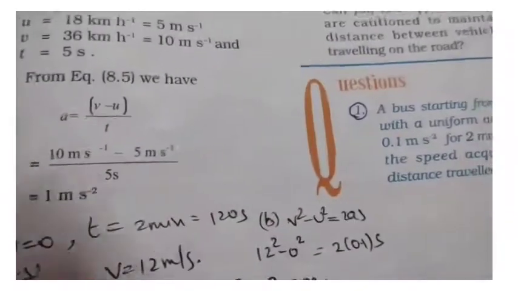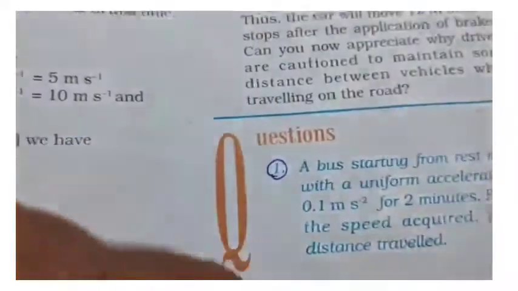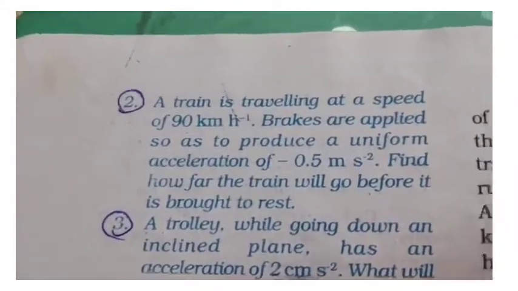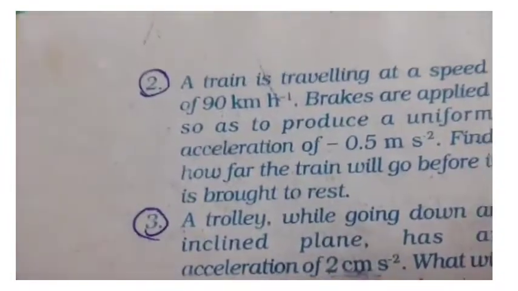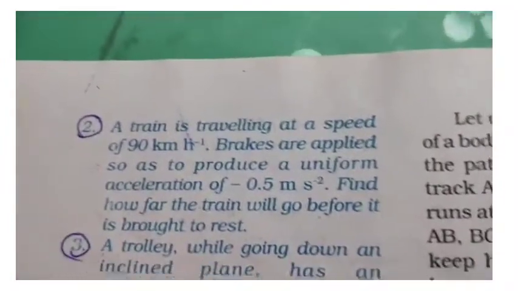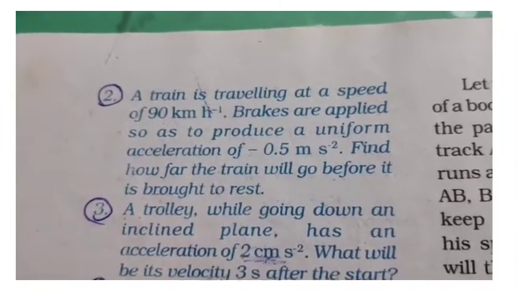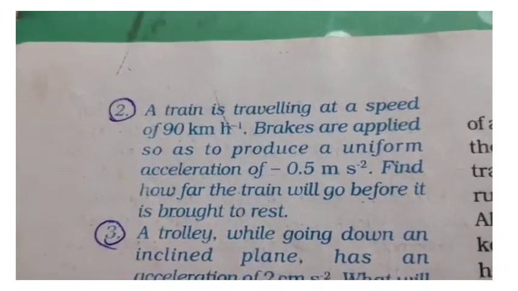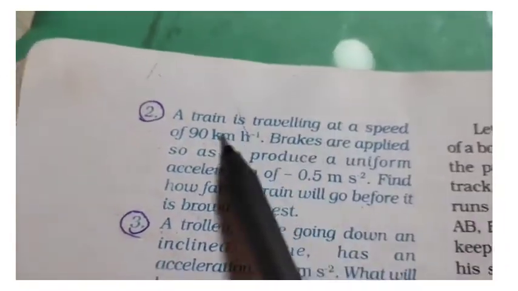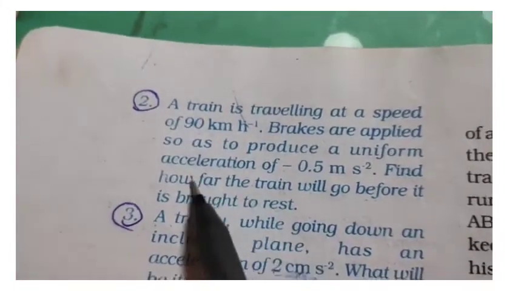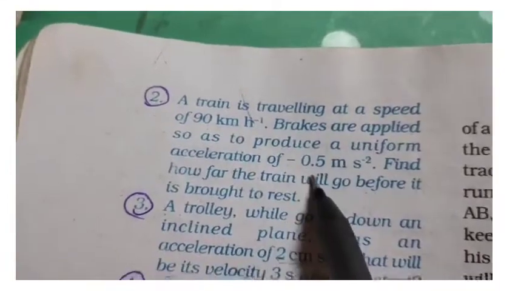Okay. The next sum you have is on page number 110. The sum says a train is traveling at a speed of 90 km per hour. Brakes are applied so that there is a uniform acceleration of minus 0.5, or you say acceleration in the opposite direction 0.5. Find how far the train will go for it to come to rest. Come to rest means initially it is moving at this speed, so initial speed, finally it is going to become 0. And then how far? Distance is asked if the acceleration is this much.